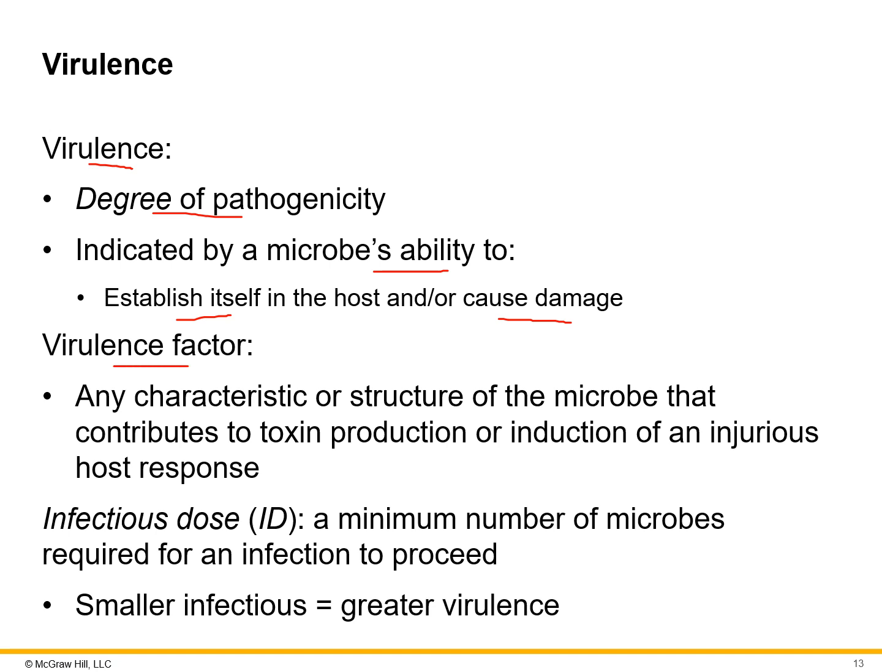And then we have virulence factors. Those are the characteristics I just mentioned, like a toxin or a capsule. Those are factors that allow the microbe to become a pathogen, so they're referred to as virulence factors. And then also infectious dose, or ID. This is the minimum number of a microbe required for an infection to occur.